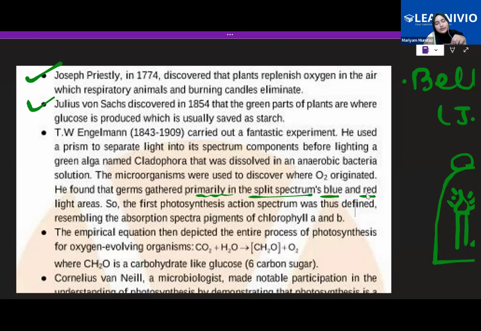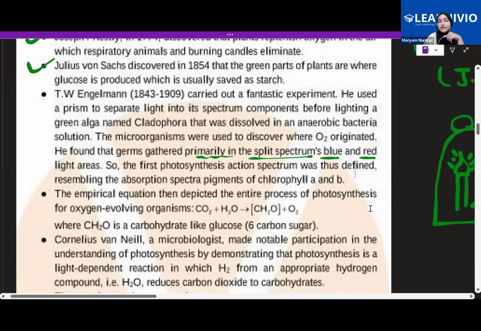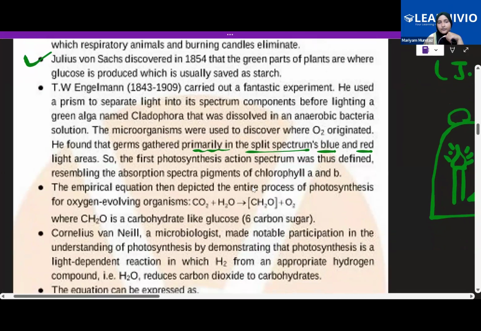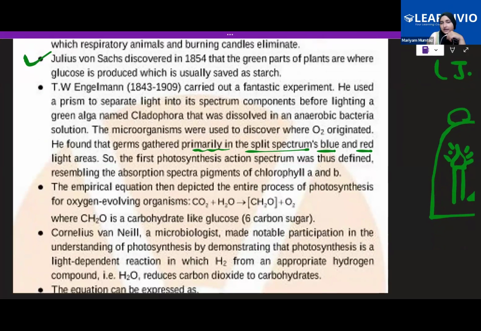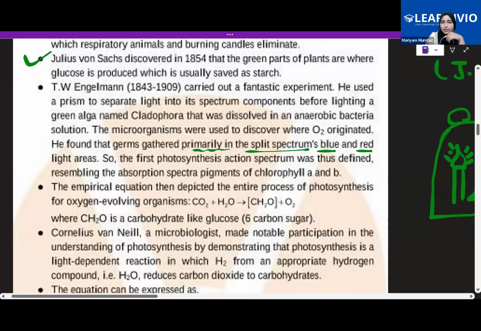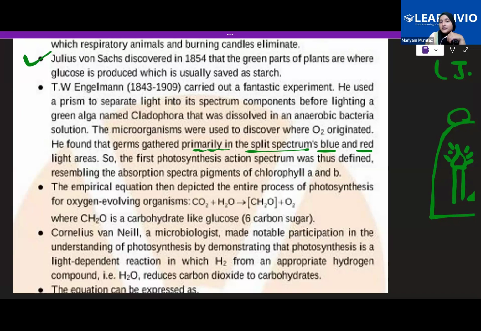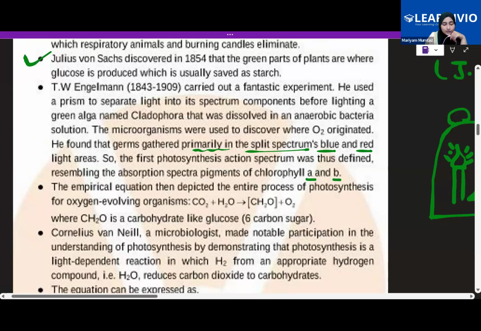So earlier it was believed that photosynthesis takes place in the green part of the light spectrum, but no, later on it was found that it was the blue and the red light areas. The first photosynthesis action spectrum was thus defined like this, the blue and the red, and the absorption spectra of the pigments chlorophyll A and chlorophyll B was also in this.